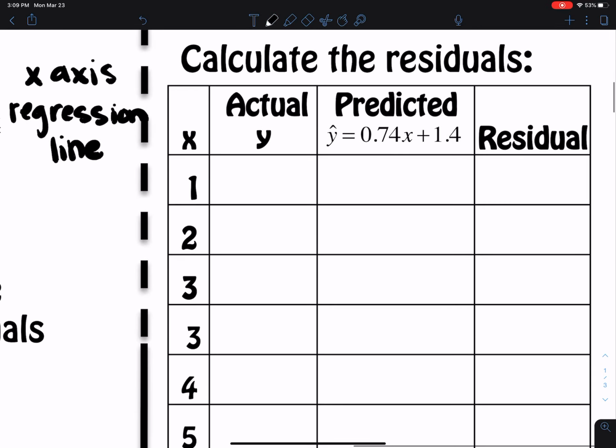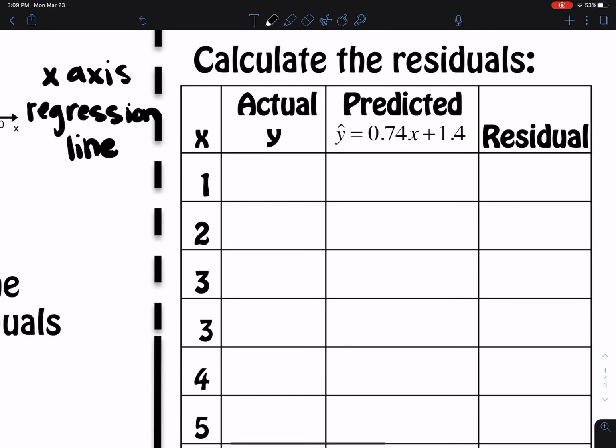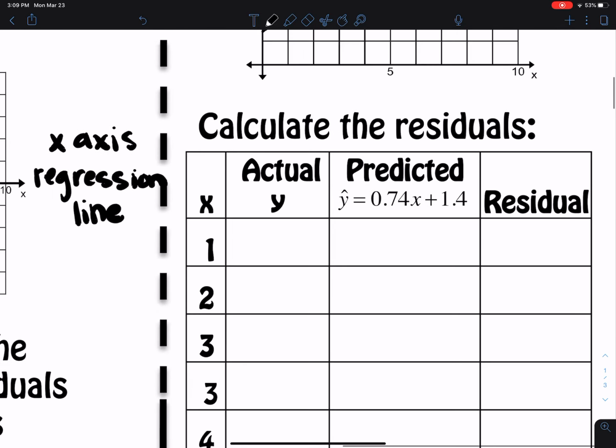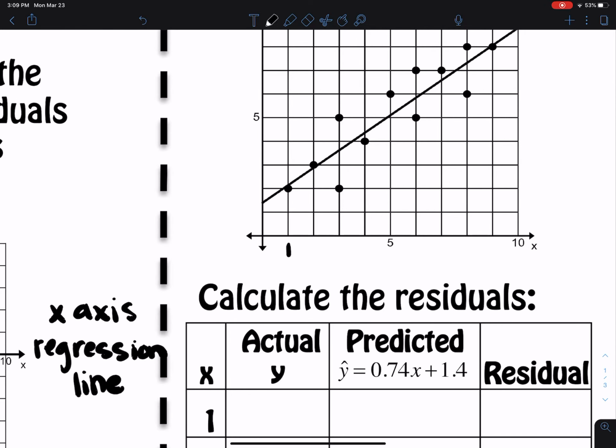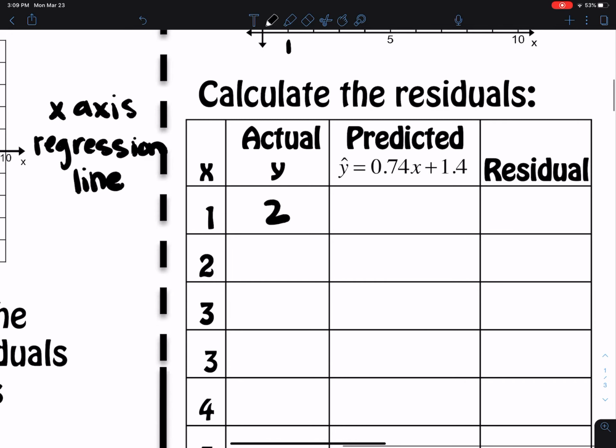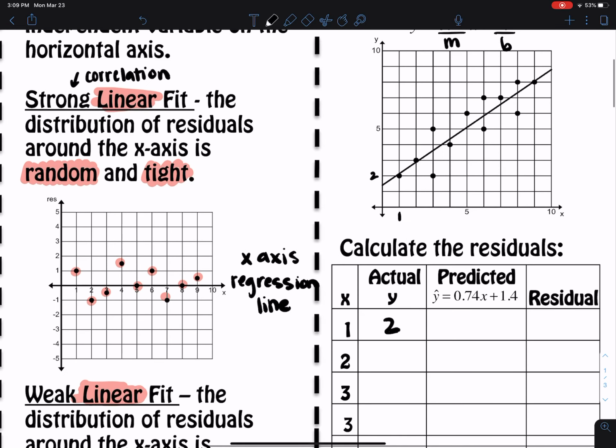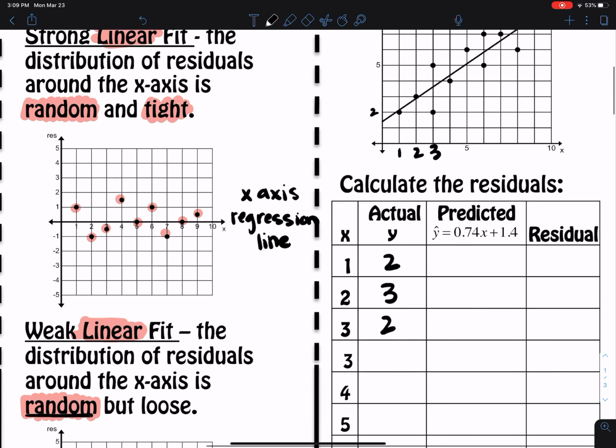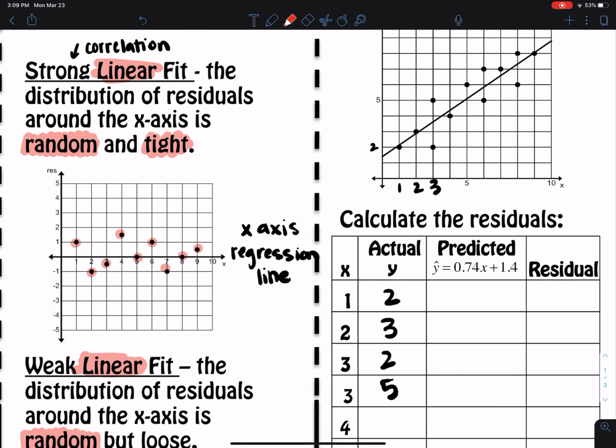What we're going to do is calculate the residuals. So when x is 1, the y value here is 2. I'm going to zoom this out a little bit. When x is 2, the y value here is 3. When x is 3, we have 2 and 5. So I'm just looking at these points. This is 1, 2. This point is 2, 3. This point is 3, 2. This point is 3, 5. And you won't have to find the y values on the review and on the test. I just give you these.